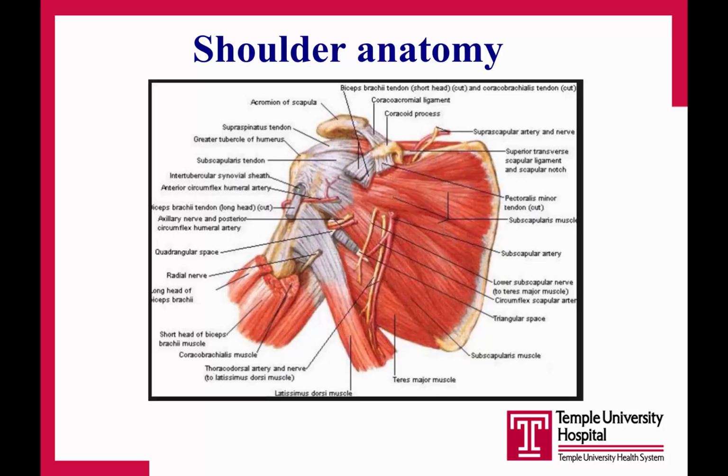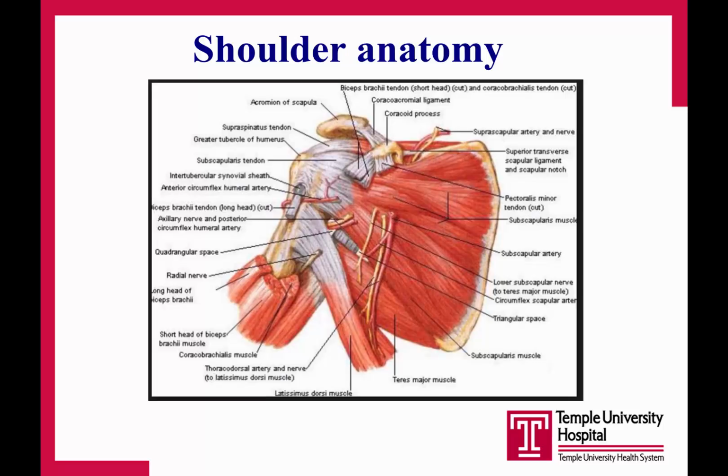Here the conjoint tendon has been removed, and we're looking at the subscapularis tendon, the supraspinatus, and how it attaches to the greater tuberosity versus the subscap, which attaches to the lesser tuberosity, and they are divided by the biceps tendon in the bicipital groove, as you can see here.